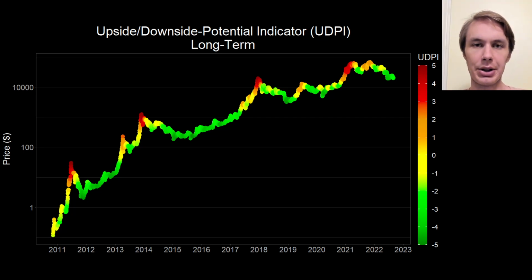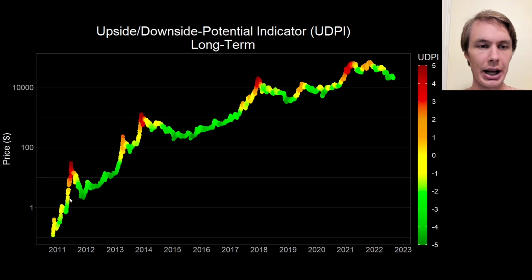So today I want to talk about something a little bit different. I'm going to talk about our risk indicator here at the channel, the upside downside potential indicator. The way that we usually talk about this model is asset specific. So we'll choose an asset like I'm showing you here, the Bitcoin UDPI, for example.